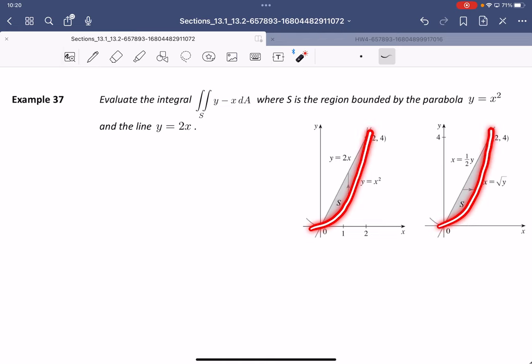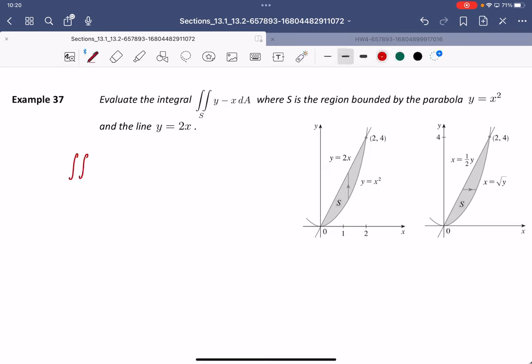Okay. So there are two ways to set up the integral. If I ask you to set up the integral of y minus x dA over the set S, you have two ways to set it up. The first method is to integrate y minus x dy dx. Or you can pick to integrate y minus x dx dy. There are two ways to do it.